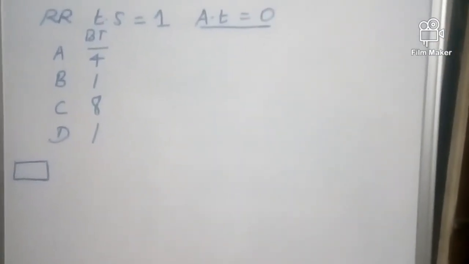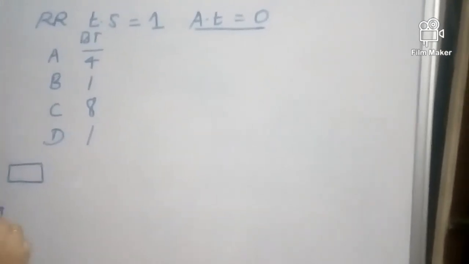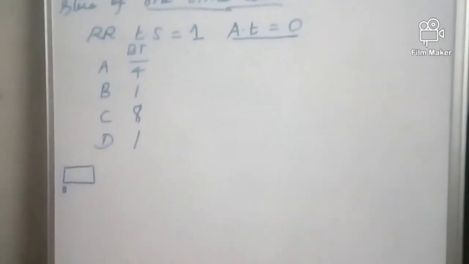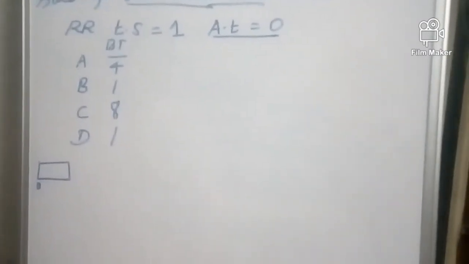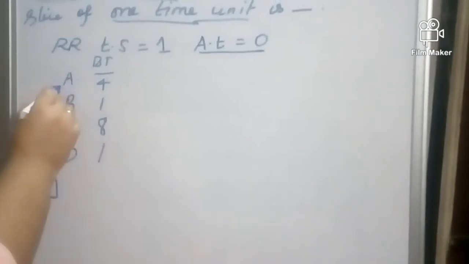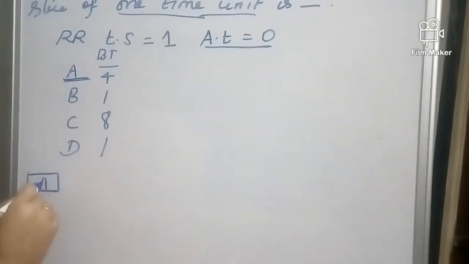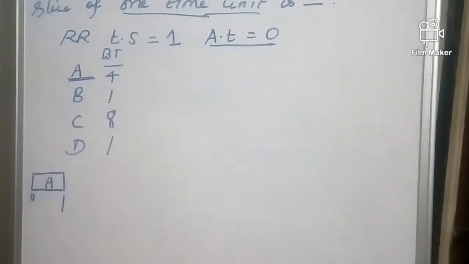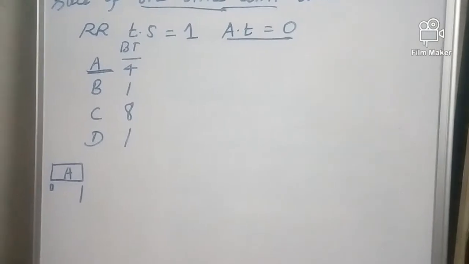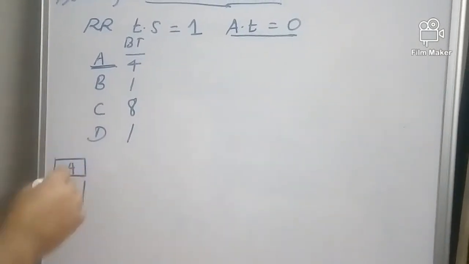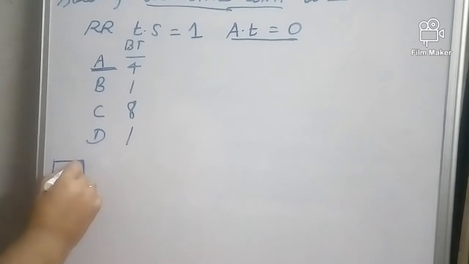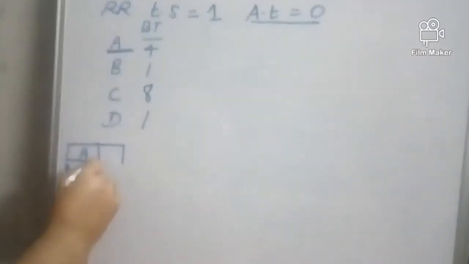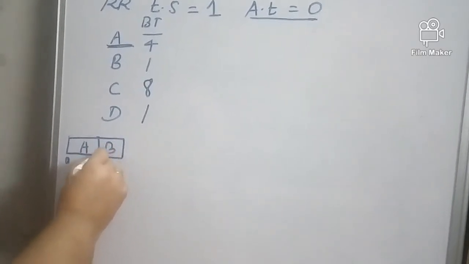First, in round robin the time slice is 1. So the starting initial time is 0. All the processes arrive only at the time of 0. So first we take the process A, and the time slice is 1 only. So from 0 to 1 process A is executing. After the completion of the time slice of 1, A is preempted from the CPU and process B enters the CPU.